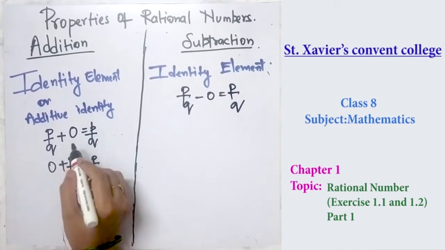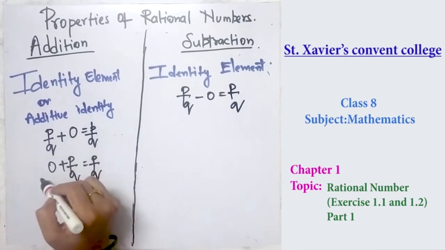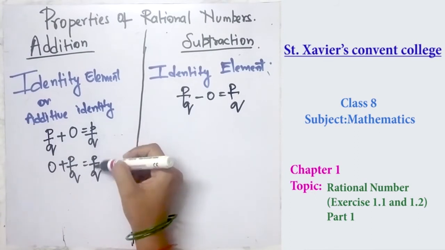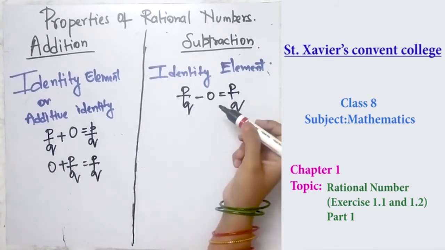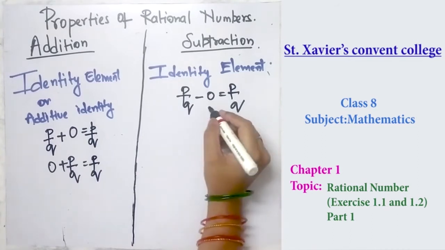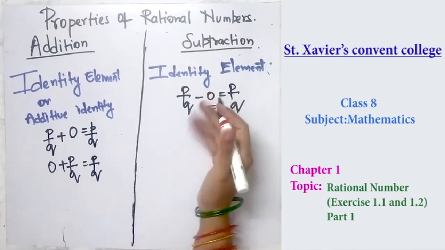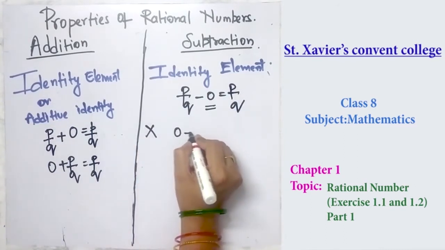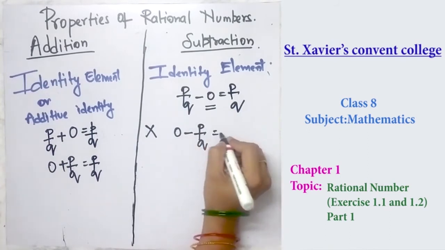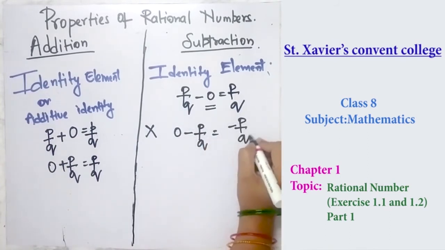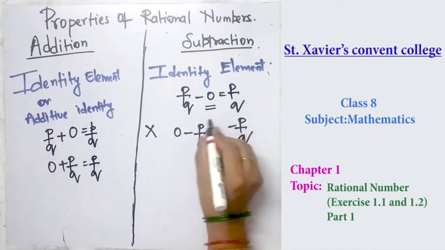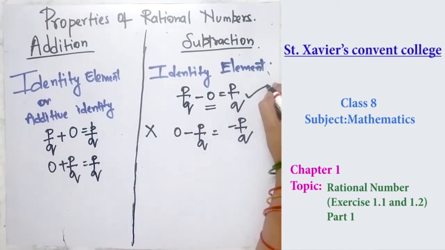So if you add the identity whether on the right hand side or on the left hand side, in the addition especially, you will get again P upon Q as a rational number. But in the subtraction, please remember that you have to put the 0 on the right hand side. Do not ever put 0 on the left hand side, because if you try to subtract this way, it will change your rational number. So do not take the identity element in the subtraction on the left hand side. You only have to take P upon Q minus 0, that gives you P upon Q.